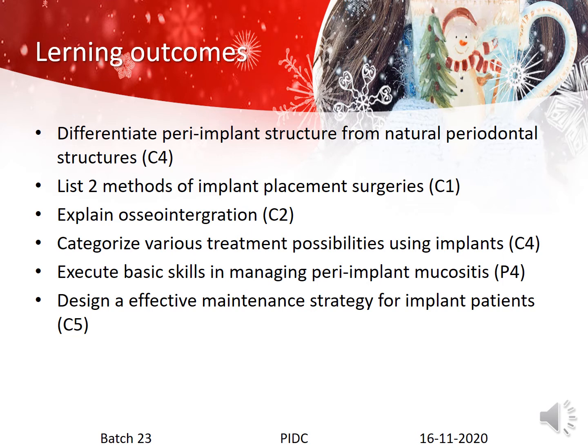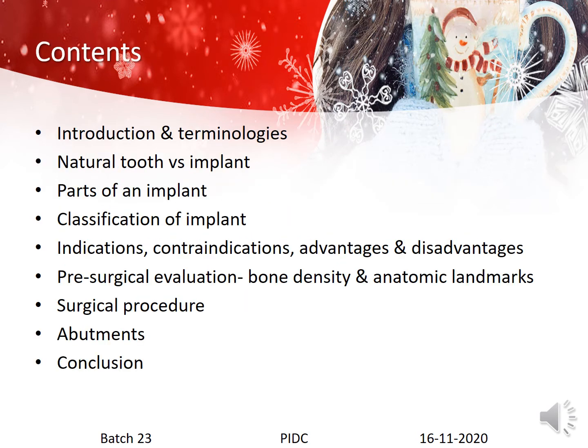At the end of this session, we would like you to know how to differentiate the peri-implant structure from the natural periodontal structures, list two methods of implant placement surgeries, explain what is osseointegration, categorize various treatment possibilities using implants, execute basic skills in managing diseases such as peri-implant mucositis or peri-implantitis, and design an effective maintenance strategy for implant patients. The last two points we will be seeing in the next class, whereas the first 4 points we will be checking out in this class, and you will be able to understand how to do these procedures also.